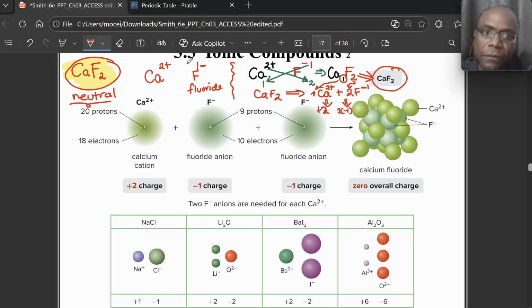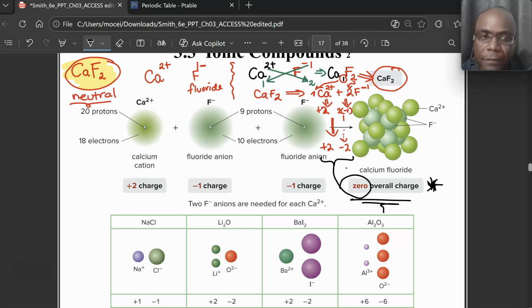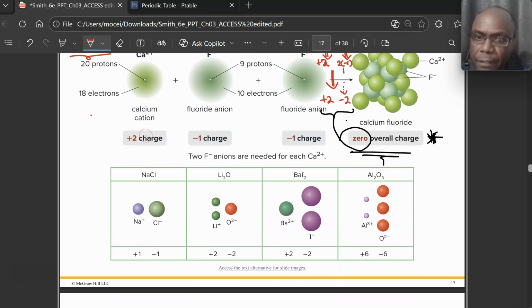So you have +2 from the calcium cation, and you have -2 from the two fluorides. Now you tell me, if you add +2 and -2, what do you get? You get 0 overall charge. So again, ionic compounds have 0 overall charge. In summary, we can see in sodium chloride +1 and -1, they cancel out. This one combined is 0.